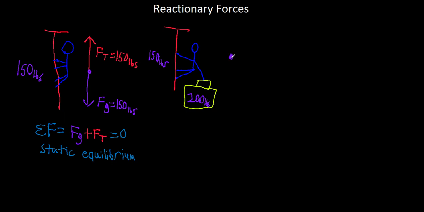So now we have a much bigger force of gravity. We've got an F of G equal to 200 plus 150, which is 350 pounds. But my question is, what happens to the force of tension? What happens to the reactionary force fighting this? And the answer is it increases. As the action force rises, so will the reactionary force. So the force of tension will become 350 pounds as well.